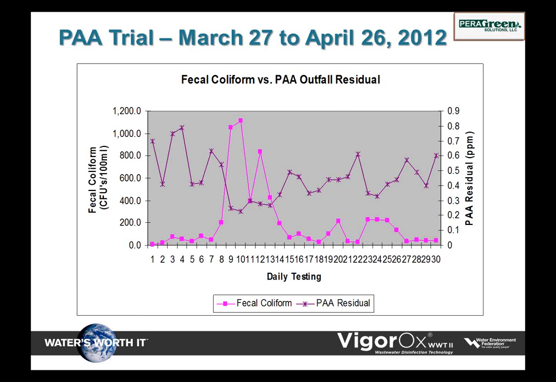Well, the superintendent said, look, I want to see how low I can turn it down. So independently, he started turning the pump down. And you look at days 7 to 9, he was getting it down to where we finally hit residuals in the discharge of 0.2 to 0.21 parts per million. But look at the fecal levels. They jumped up to 1,000. So it was obvious that there's a bottom floor to the product.